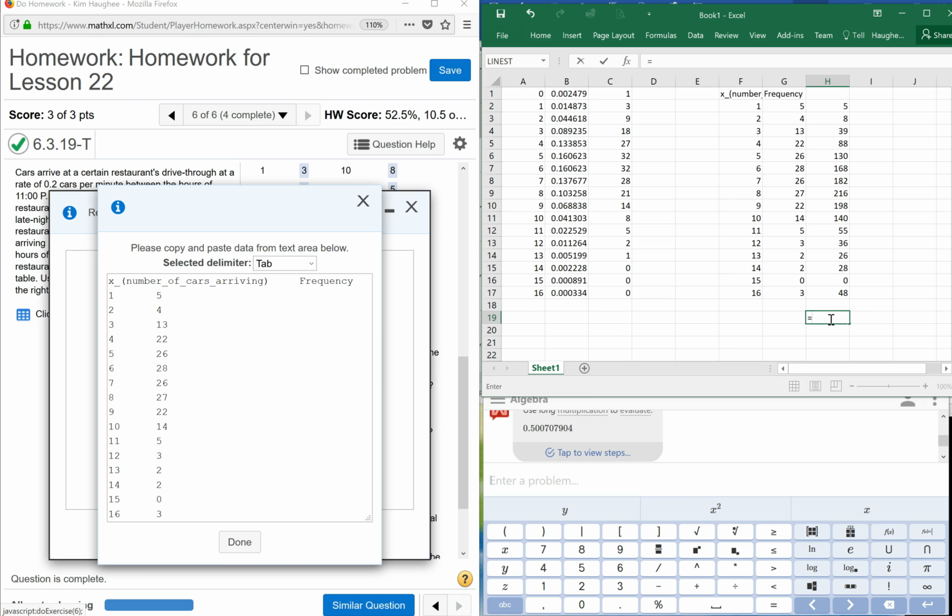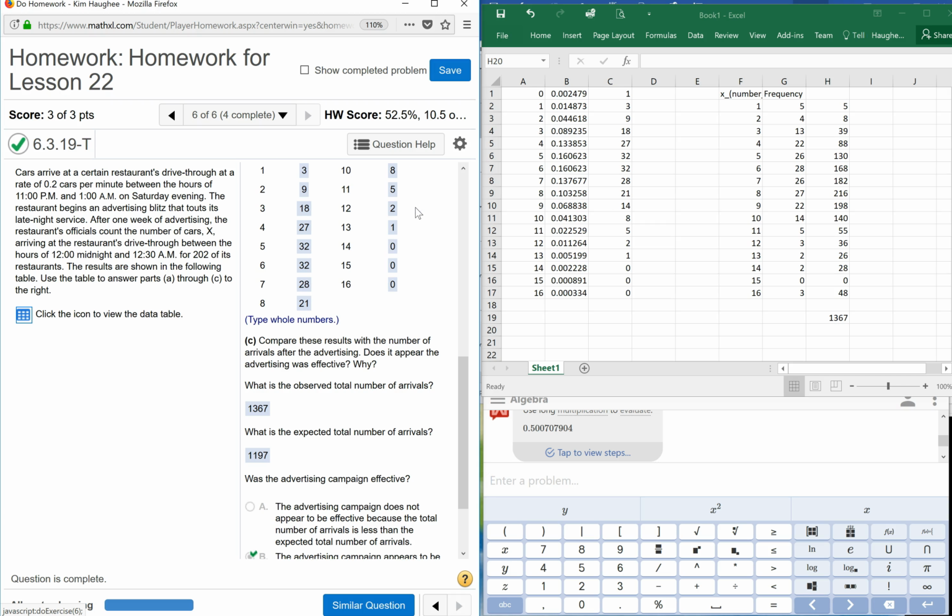If I total this far right-hand column, I find out that there were a total of 1,367 cars that arrived. And that's what I want to type into MyMathLab. What is the observed total number of arrivals? 1,367.